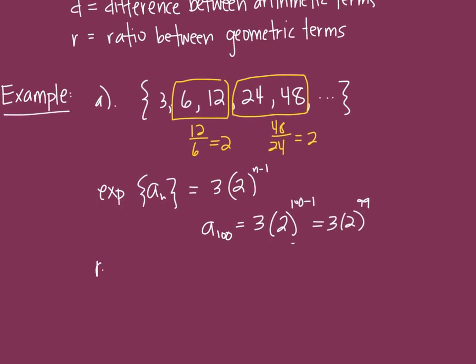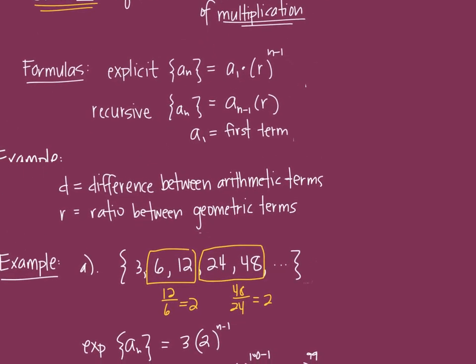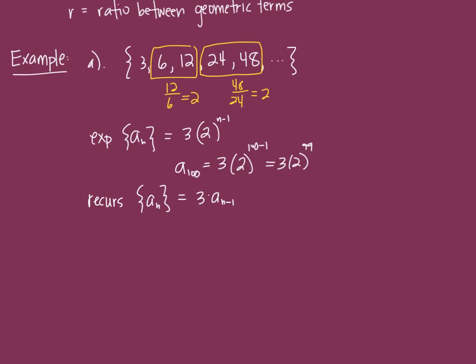If I want the recursive formula, it would be written this way. We start with the 3 times a sub n minus 1. Did I write that right for you guys up here? Oh yeah, I have it backwards. Let's fix it. A sub n minus 1. Here we go. And then times the r, which is 2, the multiplier. And then the 3 is the first term. So a sub 1 equals 3. That's how you'd write a recursive formula.